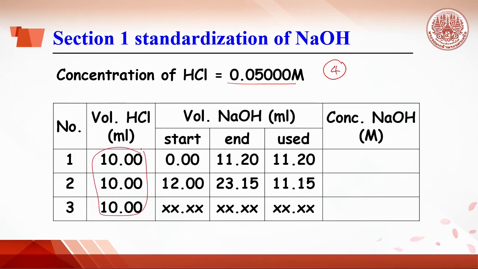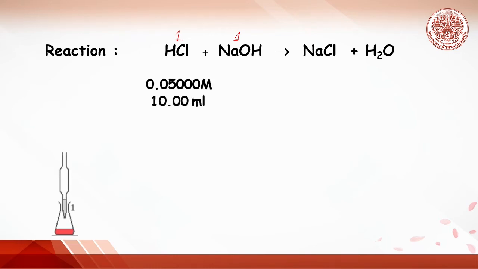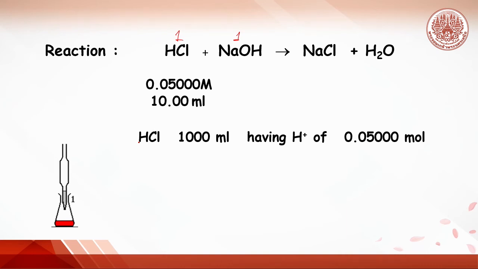Coming to the experiment calculation. For example, after titration, sodium hydroxide is used about 11.20 ml. We can extrapolate to determine the moles of hydrochloric acid as follows. The stoichiometric ratio of this reaction is 1 to 1 mole. Hence, if we know the moles of acid, the moles of base can be known. From the experiment, we know the concentration of acid and the volume by pipetting. Hence, moles of acid can be extrapolated: 1000 ml of hydrochloric acid will have hydronium ion of 0.5000 mole, but in the titration, we use hydrochloric acid only 10 ml.